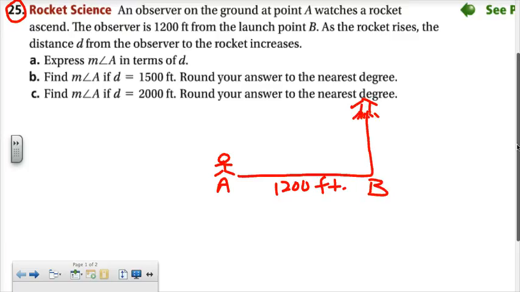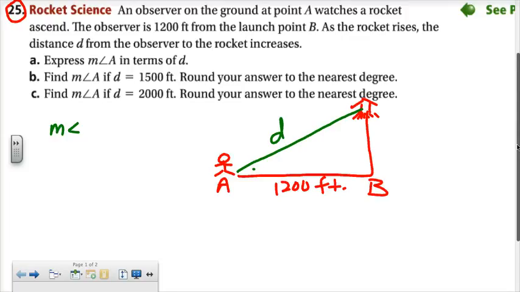There we go. And it says as the rocket rises, the distance d from the observer to the rocket, so that's our distance d there, obviously it's going to increase, because the rocket is moving farther and farther away. And it says express the measure of angle A in terms of d. So we need to get that angle right there. And again, that's going to be inverse trig.